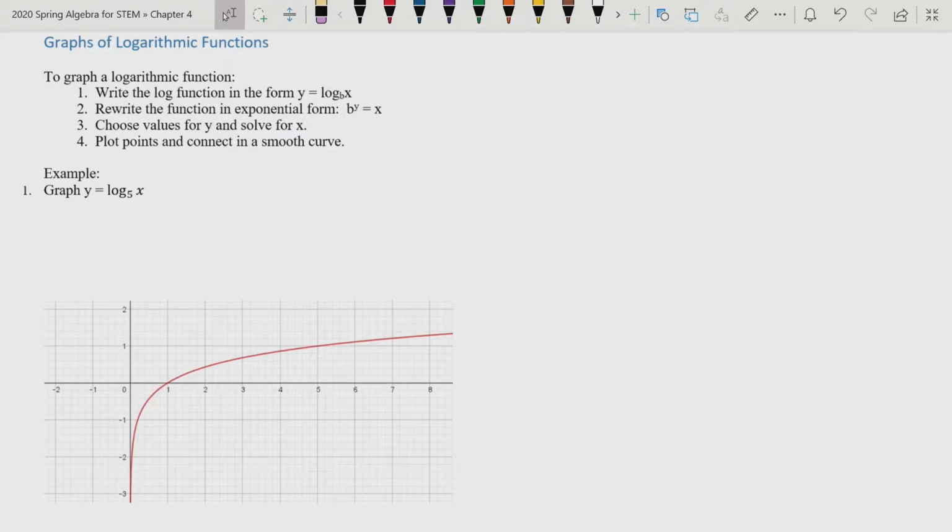Here's an example, graphing y equals the log base 5 of x. So we're already in the form y equals log base b of x. So let's rewrite the function in exponential form. This is the base. So we're going to rewrite this as 5 to the thing the log is equal to, which is the exponent, 5 to the y equals the argument x.